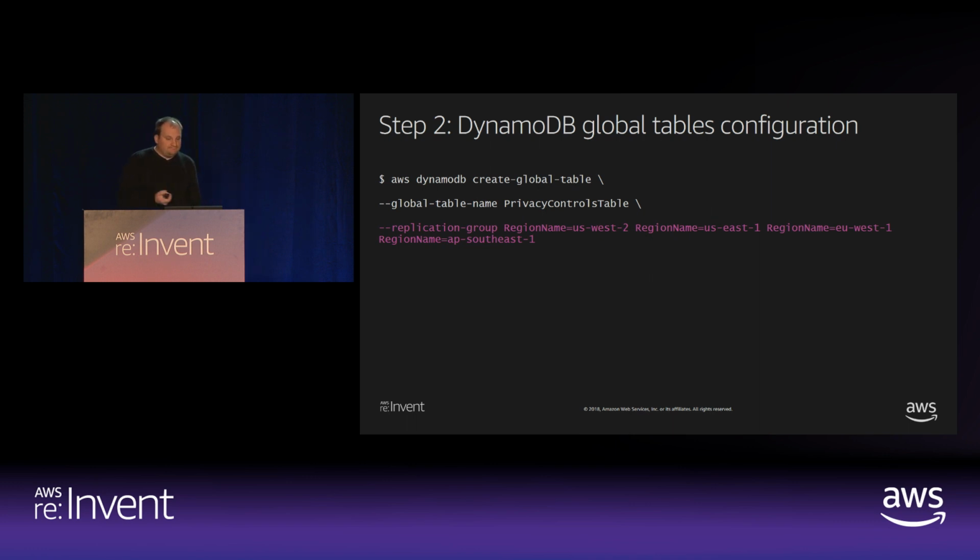Then after that, when you have all the tables created in each of the regions, all you have to do is run a simple command, and you have enabled global tables. We are done. Not very complicated.